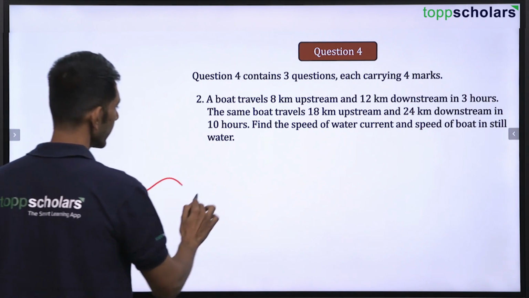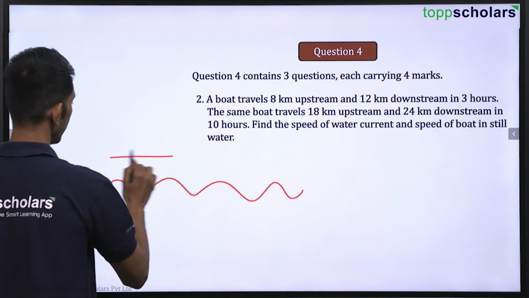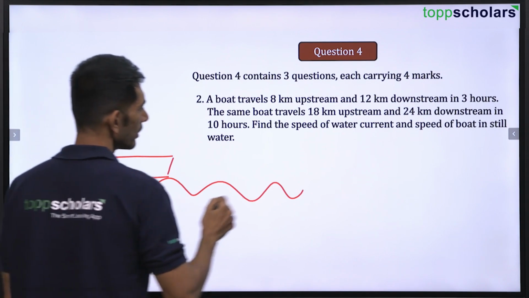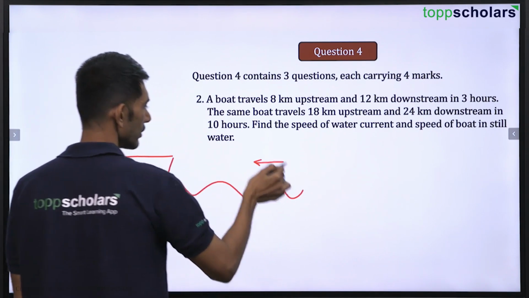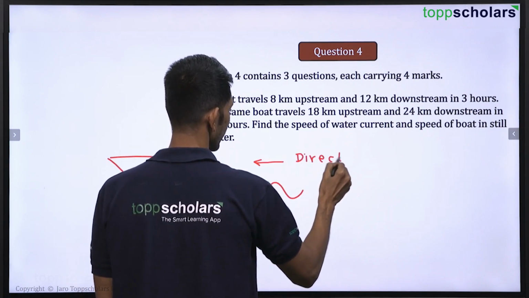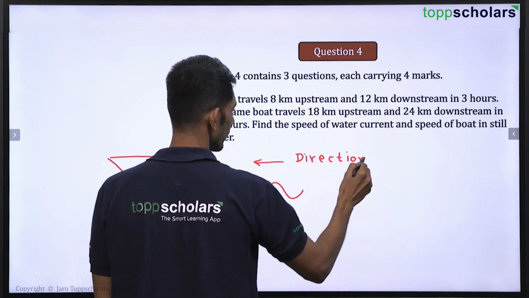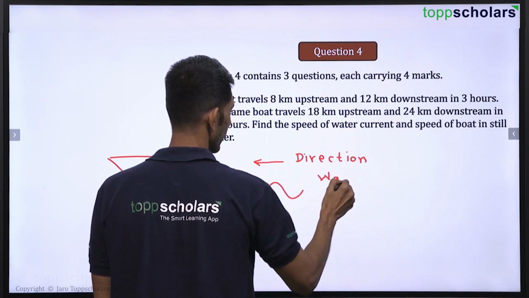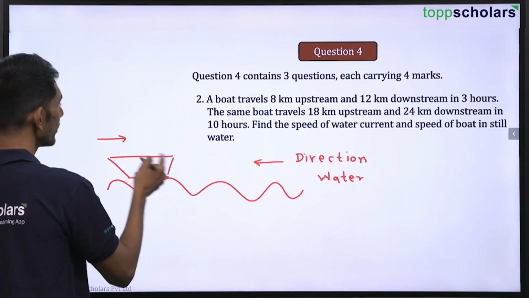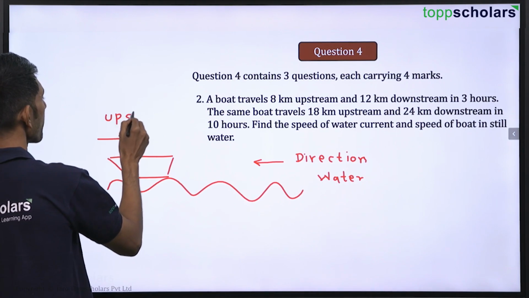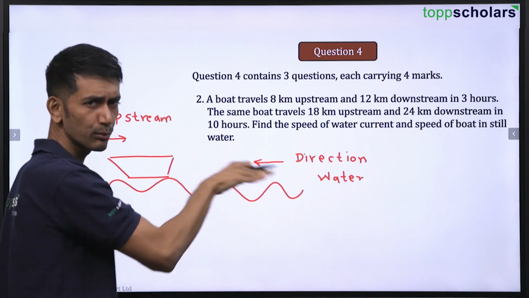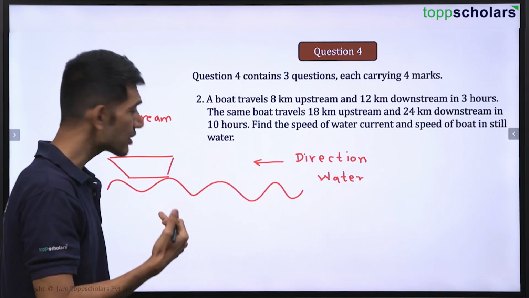So this is the water current, correct? And this is the boat, correct? Upstream means what? If the water is flowing in this direction, this is the direction of water. If the water is flowing in this direction and the boat is moving in the opposite direction, this is called upstream. So it is a bit of a struggle for the boat to move forward because it's against the water.